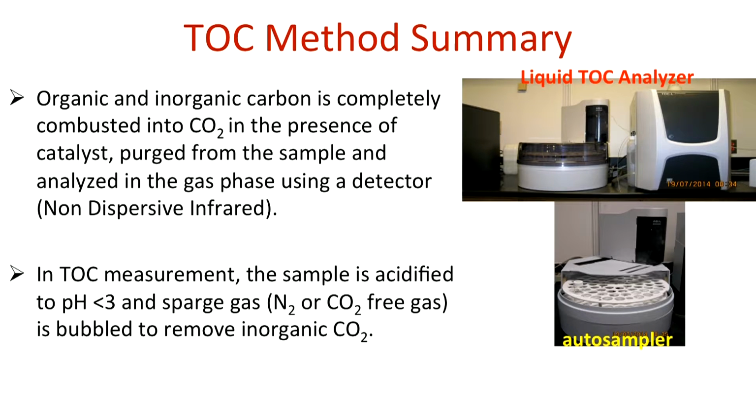And then it will give you a signal in terms of peak, so you can have a peak area. And when you have a standard, your standards will be on the x-axis, in milligram per liter. So that's the first part, the total carbon. When you want to analyze the total organic carbon, the sample is first acidified to less than pH 3, and then sparge gas, either nitrogen or CO2-free gas, is bubbled through the sample to remove the inorganic carbon dioxide before the sample is being combusted.